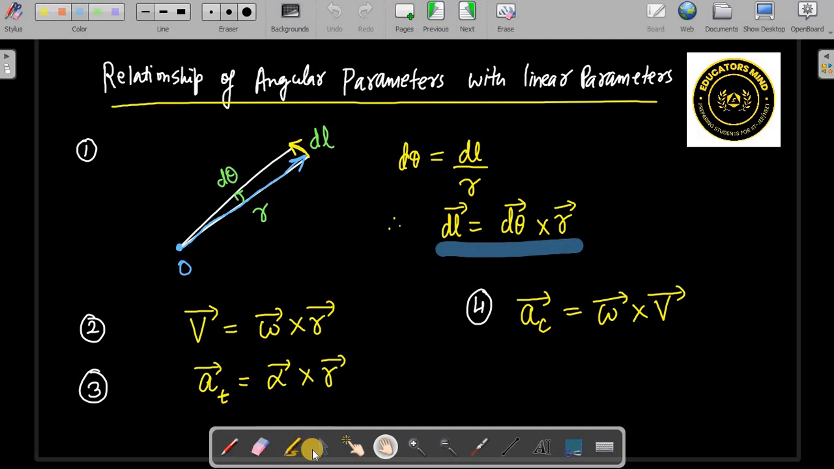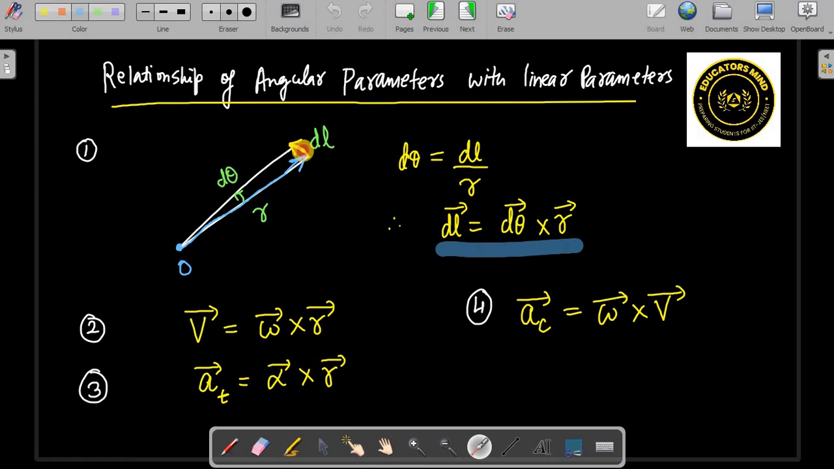So let's start. First of all, we have to understand the relationship of angular parameters with linear parameters. We have already discussed this in the previous session, right? But today we will see the vector form. Let us say the particle is going in circular motion. Here I am only considering circular motion, right?